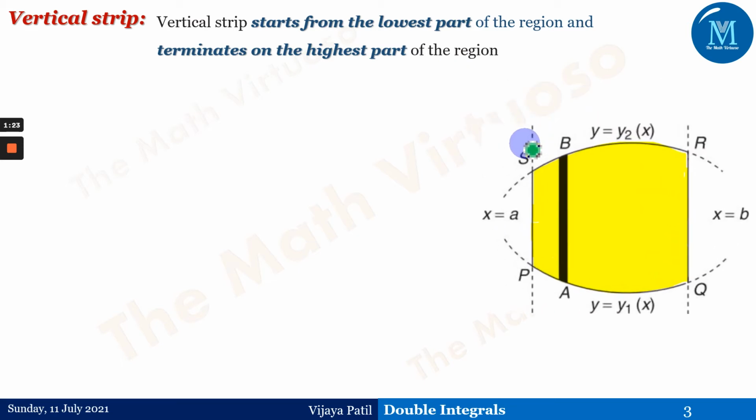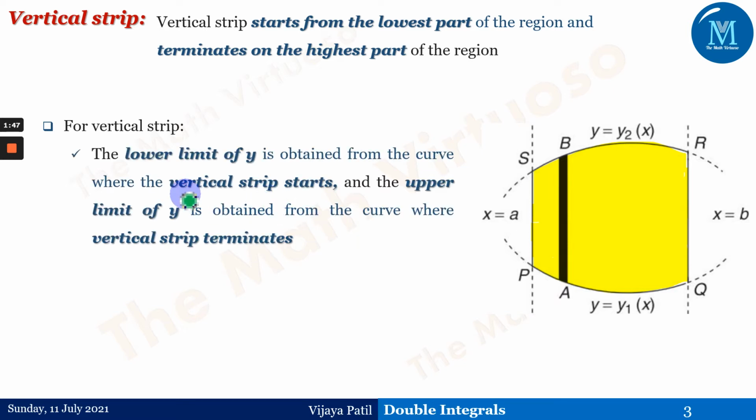How can we go ahead with this? Suppose this is a region, the shaded yellow region, the region under consideration, or you can say we have to find the double integral over this region. If we are considering a strip parallel to the y-axis, that means a vertical strip, then we have to consider a few things here. For a vertical strip, the lower limit of y is obtained from the curve where the vertical strip starts. So this is the lower end, that means at this end we need to consider the curve on which this particular vertical strip is lying, and the upper limit of y.